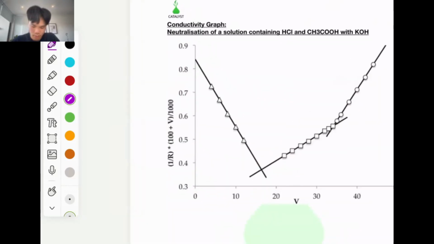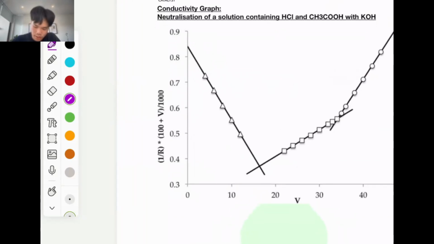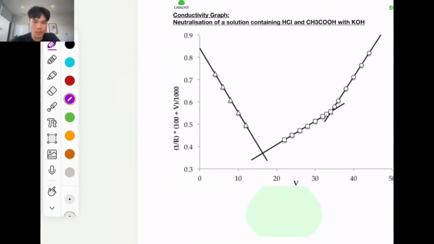And then a really weird case is the neutralization of a solution where you have a strong acid and weak acid at the same time. It's also potentially possible. This is much rarer, I would say.